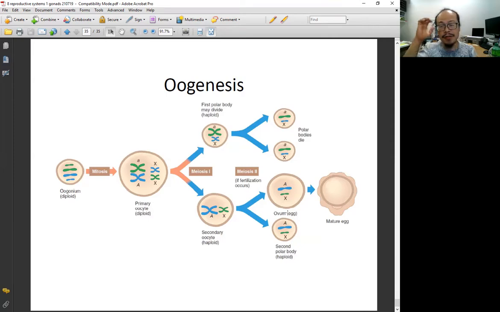So that could be the quiz question: each primary spermatocyte can produce how many sperms? The answer will be 4. For each primary oocyte, how many ova can each one of these produce? The answer will be 1. Each of these primary oocytes can only produce 1 ovum, 1 mature egg. All right, so that's that. Let me know if you have any questions.